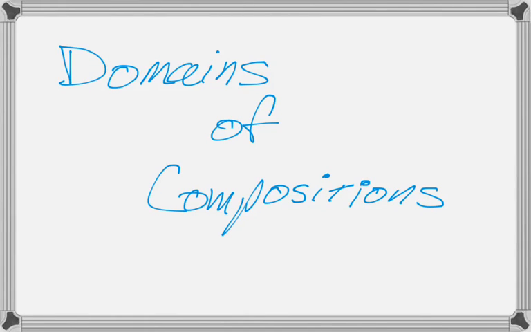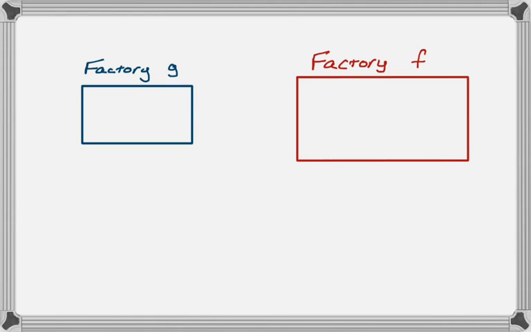Alright, let's figure out how to do domains of compositions. The way we're going to do this is to start with kind of a story. We have two factories, a factory G and a factory F. Factory G is going to make stuff and send it to factory F, and then factory F is going to make stuff out of that.